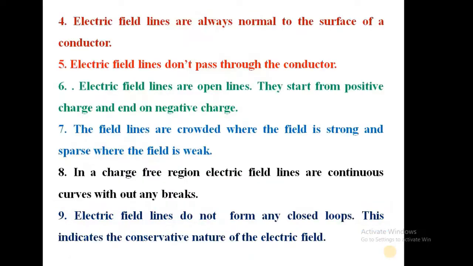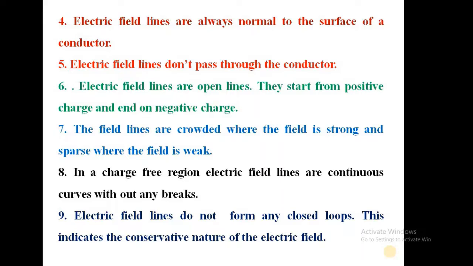Next, the fourth property is the field lines are always normal to the surface of the conductor. That is, the field lines are perpendicular to the surface of the conductor. Fifth property is electric field lines do not pass through the conductor. That means the electric fields are not able to pass into the conductor.